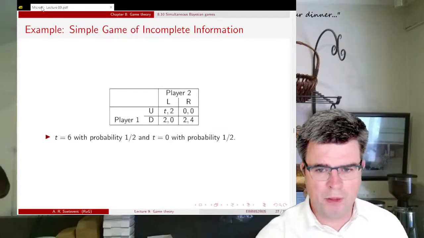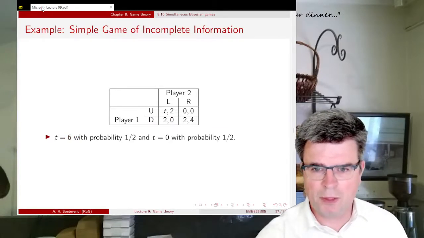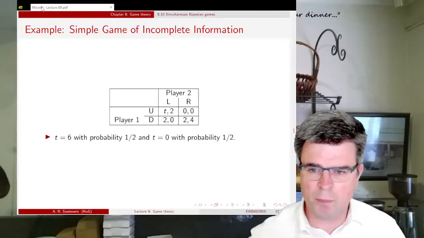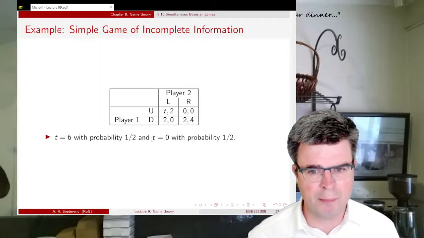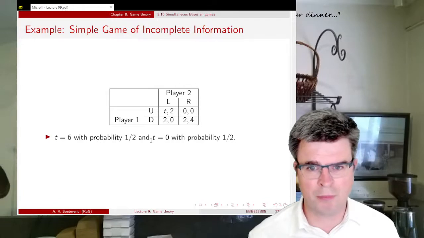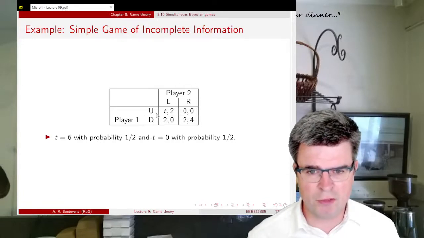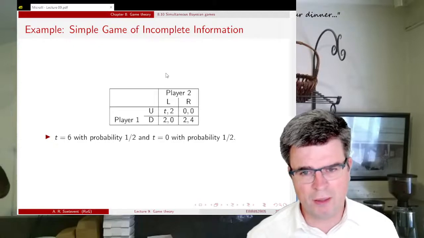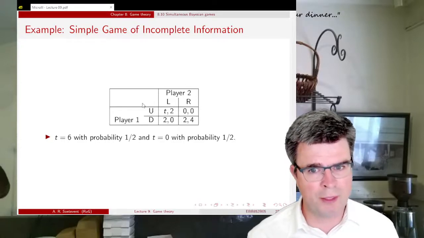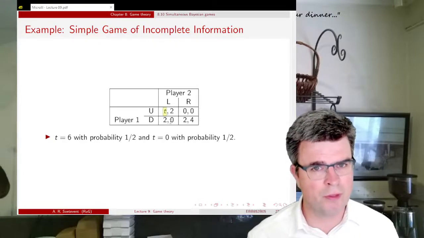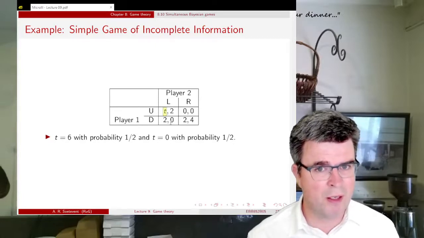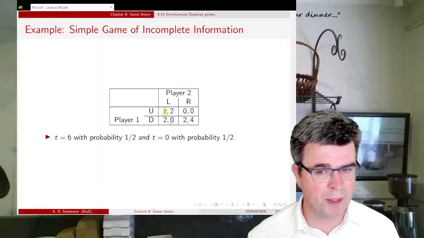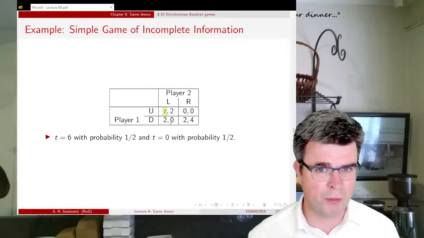Let's do a simple example. So we have two players, and now player one is of type T is 6 with probability 1/2, and type T is 0 with the other half probability. Meaning that the payoff matrix, as we know it, player one knows the full payoff matrix, but player two is in the dark about the exact value of the T over here. So with probability 1/2, T is equal to 6. With probability 1/2, it is equal to 0. And player one knows the value of T.